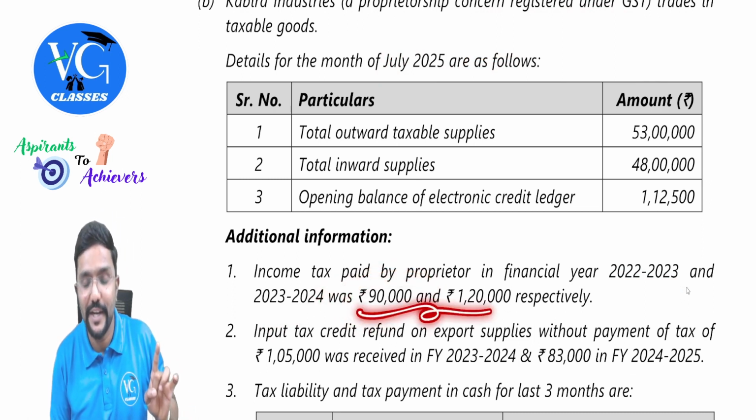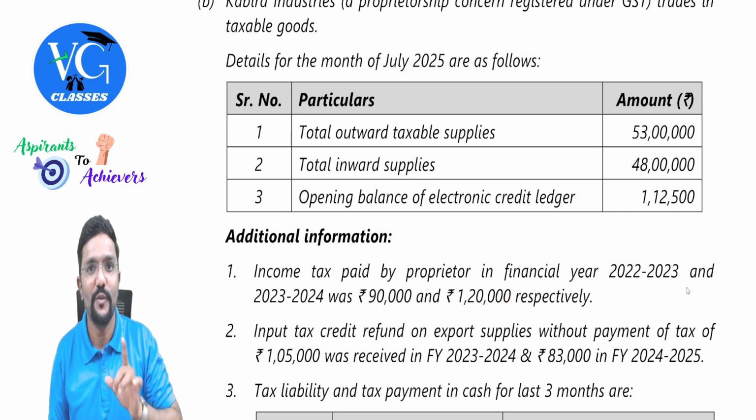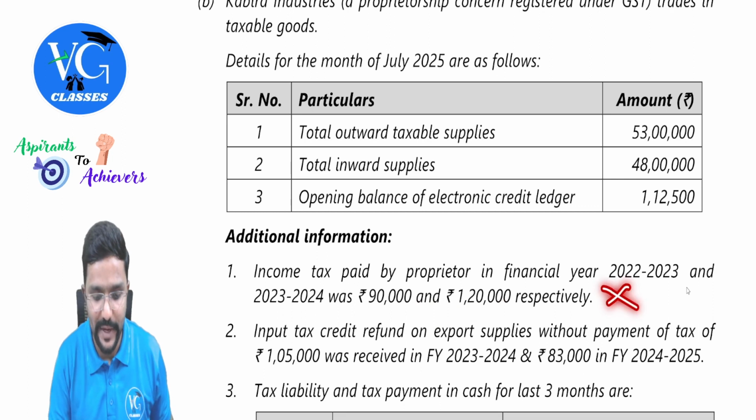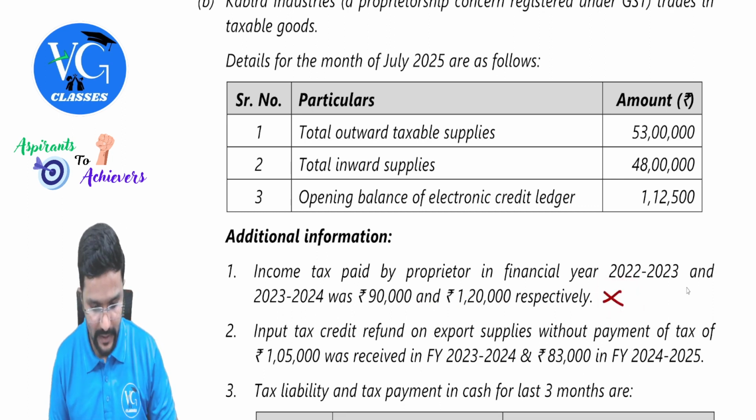See, if you take the aggregate, it will be more than 1 lakh. No, no, no. We should check for each year individually. Is it more than 1 lakh? So not satisfied. Okay. Not satisfied.